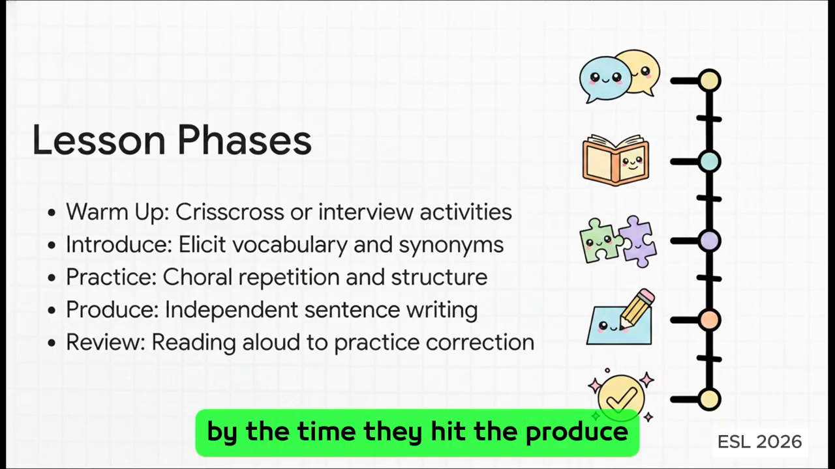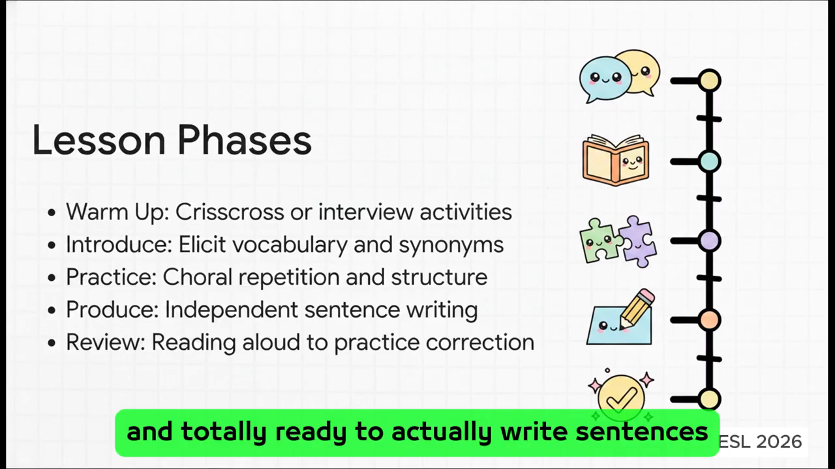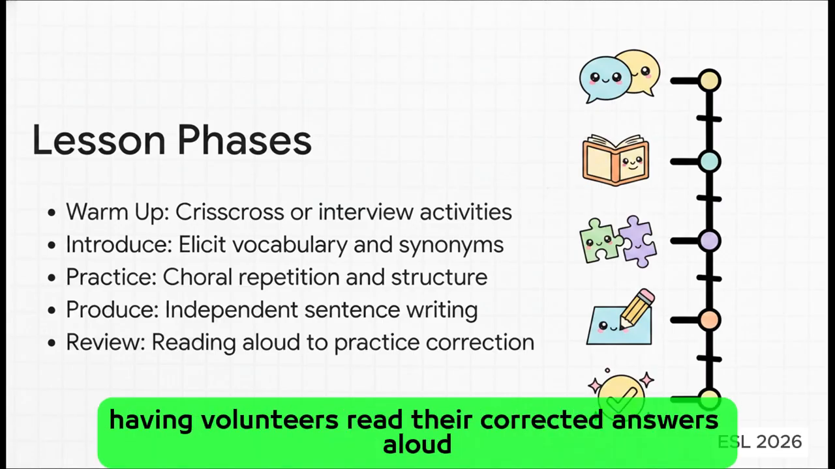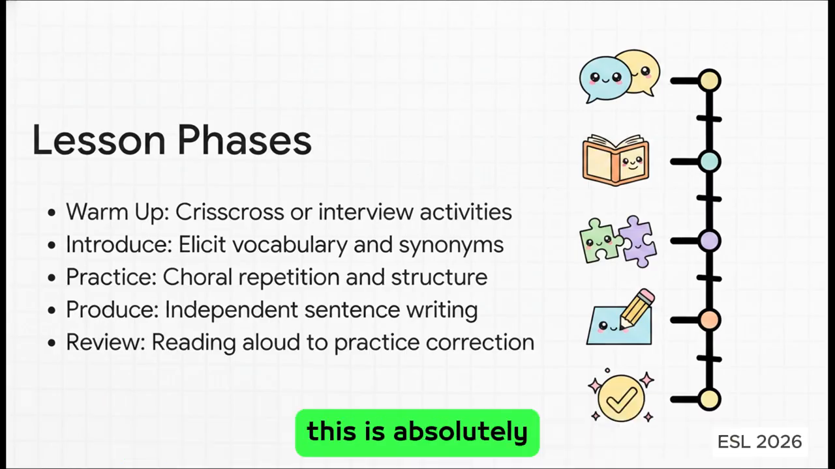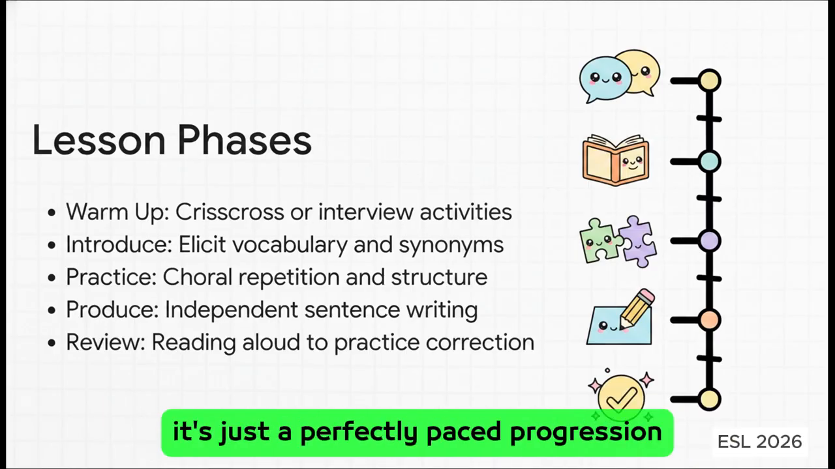By the time they hit the produce phase at the 35-minute mark, they are primed and totally ready to actually write sentences independently. Finally, you finish with a review, having volunteers read their corrected answers aloud. This is absolutely crucial to avoid reinforcing any mistakes. It's just a perfectly paced progression.